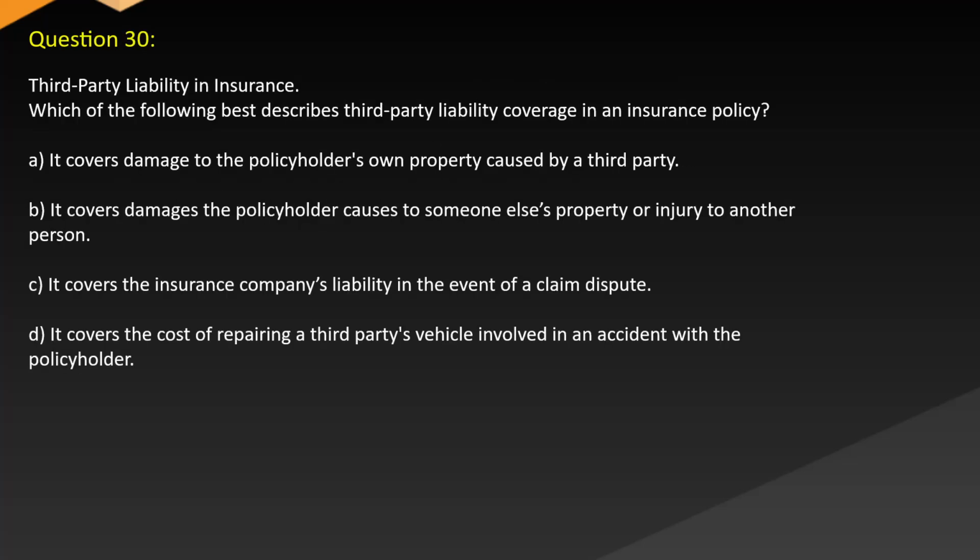Question 30. Third-party liability in insurance. Which of the following best describes third-party liability coverage in an insurance policy? A. It covers damage to the policyholder's own property caused by a third party. B. It covers damages the policyholder causes to someone else's property or injury to another person. C. It covers the insurance company's liability in the event of a claim dispute. D. It covers the cost of repairing a third party's vehicle involved in an accident with the policyholder.